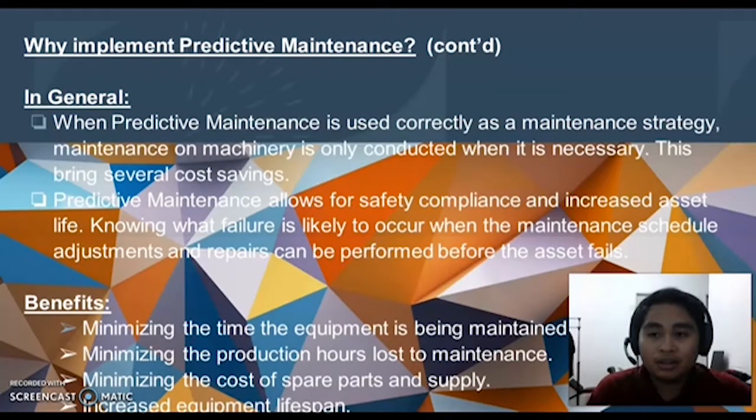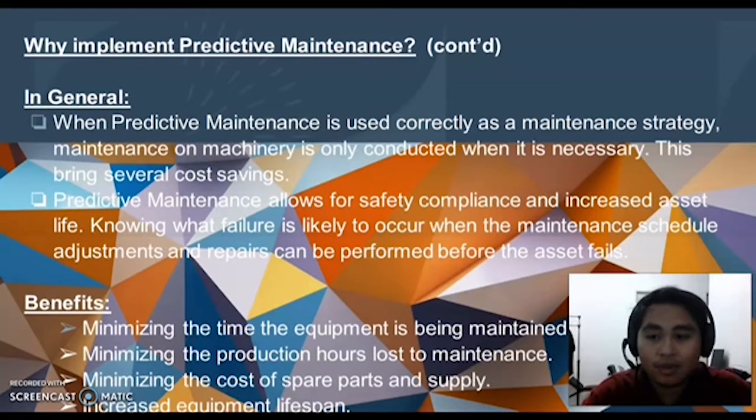Second part is why we implement predictive maintenance. In general, when predictive maintenance is used correctly as a maintenance strategy, maintenance on machinery is only conducted when it is necessary. This brings several cost savings. Next, predictive maintenance allows for safety compliance and increased asset life. Knowing what failure is likely to occur, the maintenance schedule, adjustments and repairs can be performed before the asset fails.